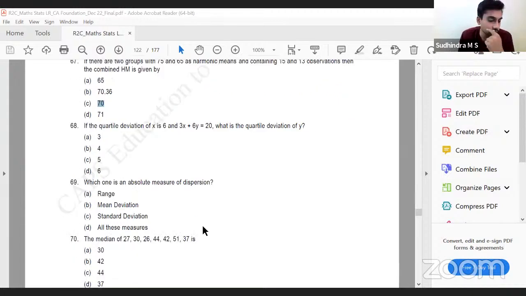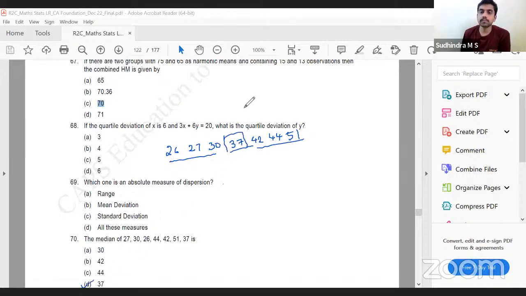Next one, median of the following. We just have to arrange it in ascending order. We get 26, 27, 30, 37, then 42, 44, 51. So the middlemost value is 37. Median is 37. Clear?